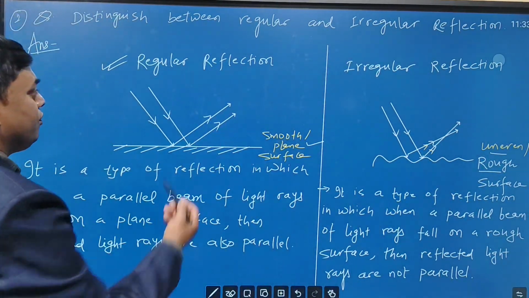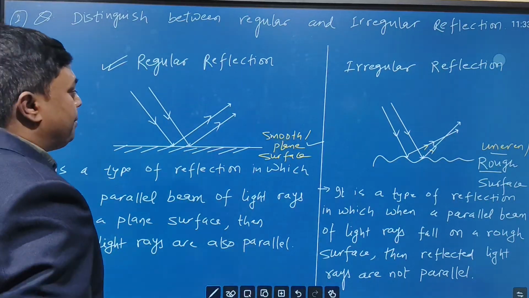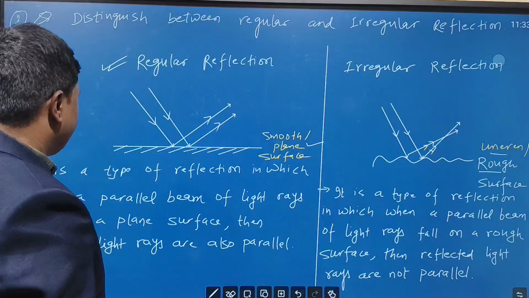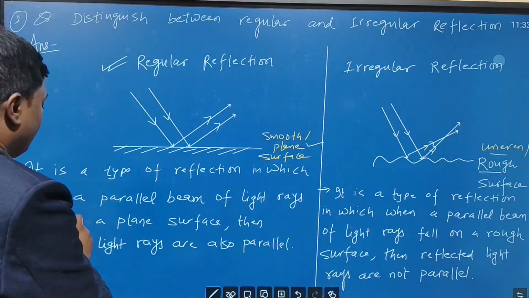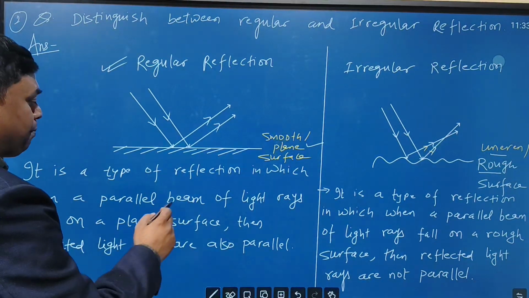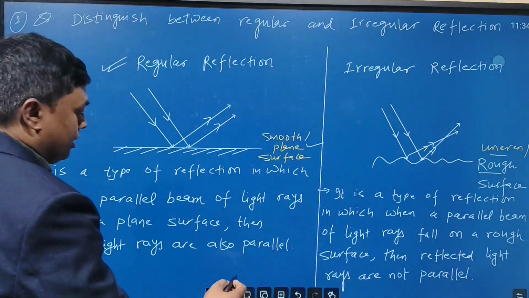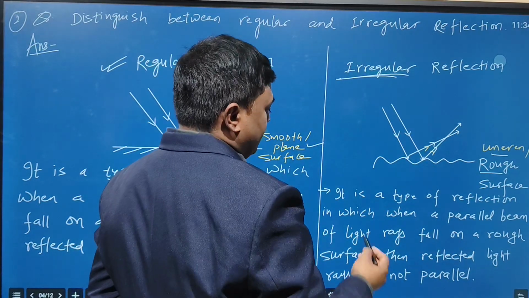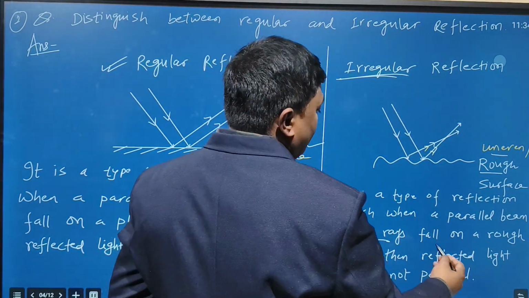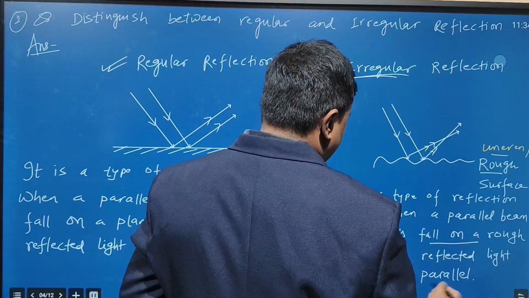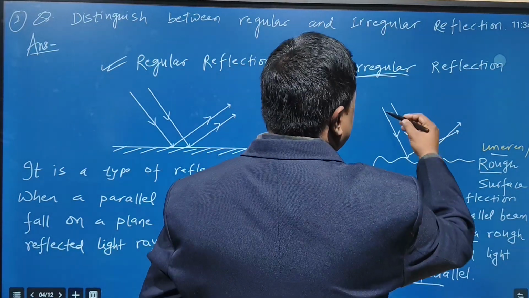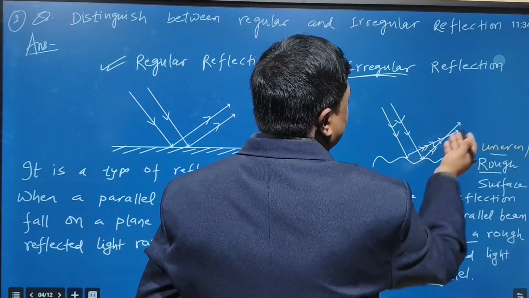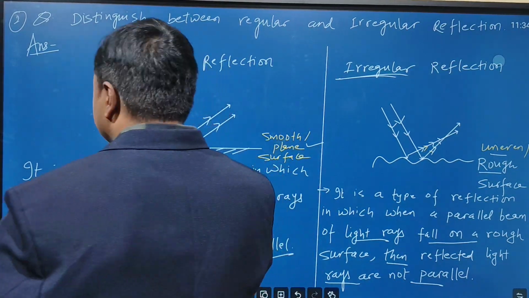Okay, what happens in regular reflection? When a parallel beam of light rays falls on a plane surface, the reflected lights are also parallel. So we can say it is a type of reflection in which when a parallel beam of light rays falls on a plane surface, the reflected lights are also parallel. Whereas irregular reflection is a type of reflection in which when a parallel beam of light rays falls on a rough surface, then the reflected light rays are not parallel. You can see these light rays are parallel. Okay, the reflected lights are not parallel. Yes or no? Next question.